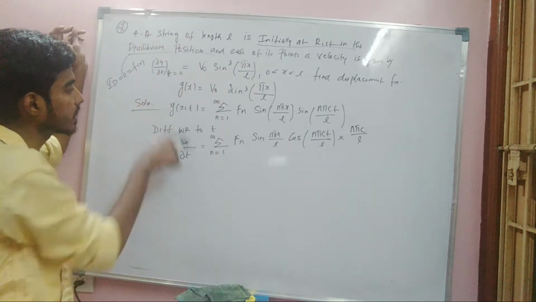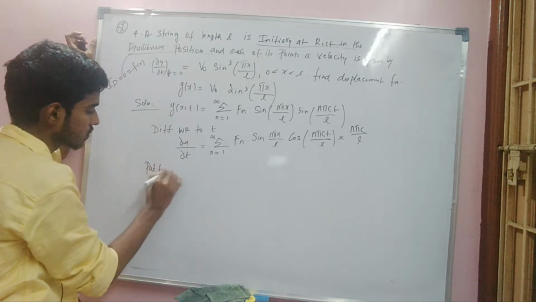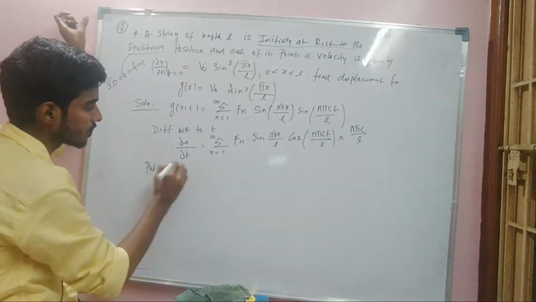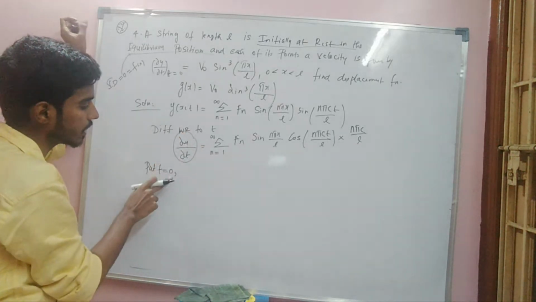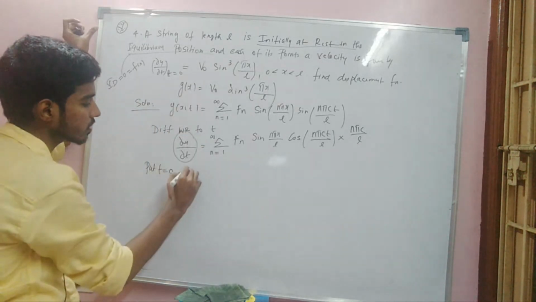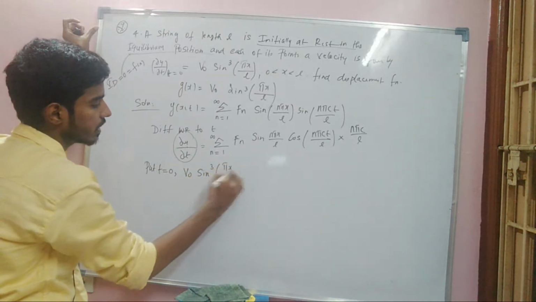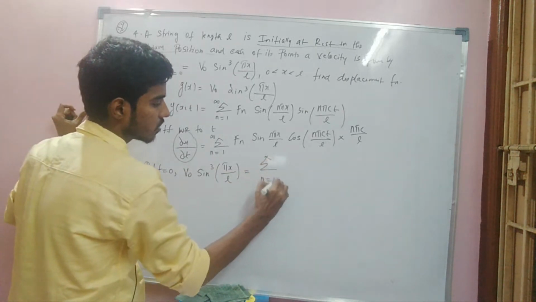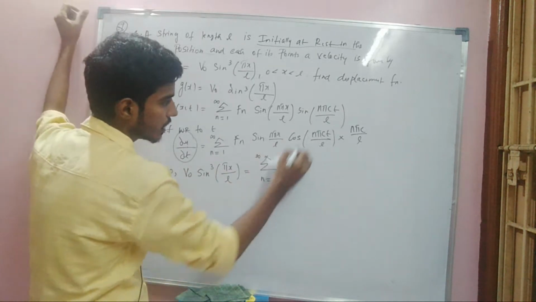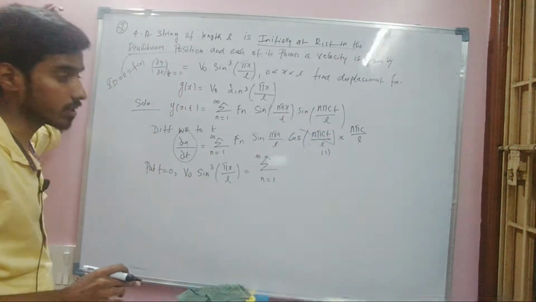Now I'm going to use the condition, put t is equal to 0. I'm trying to bring the initial condition here. So dou y by dou t at t is equal to 0 is v naught sine cube pi x by L, which is equal to summation n is equal to 1 to infinity, and this whole term will be 1, because when t is equal to 0, cos 0 is 1.